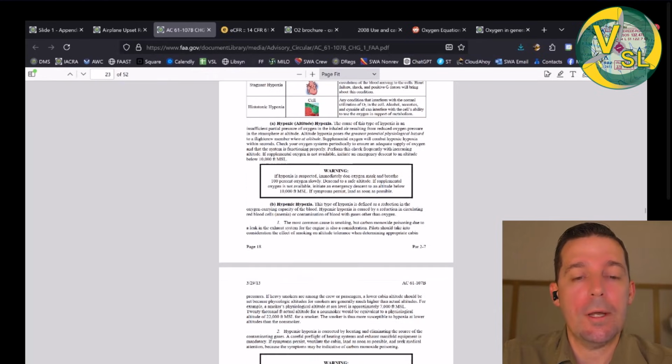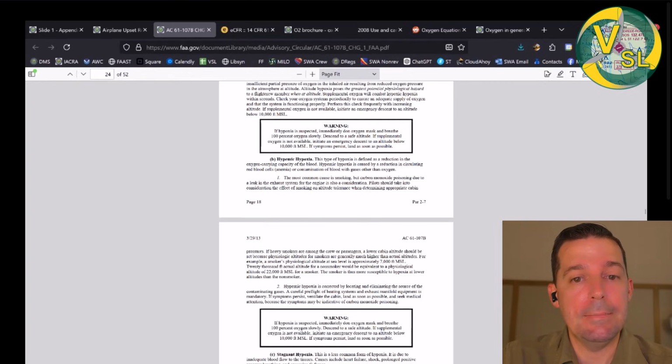All right, so it has a warning here. If hypoxia is suspected, immediately don oxygen mask, breathe 100% oxygen slowly, and descend to a safe altitude. If supplemental oxygen is not available, initiate an emergency descent to an altitude below 10,000 feet. If symptoms persist, land as soon as possible.